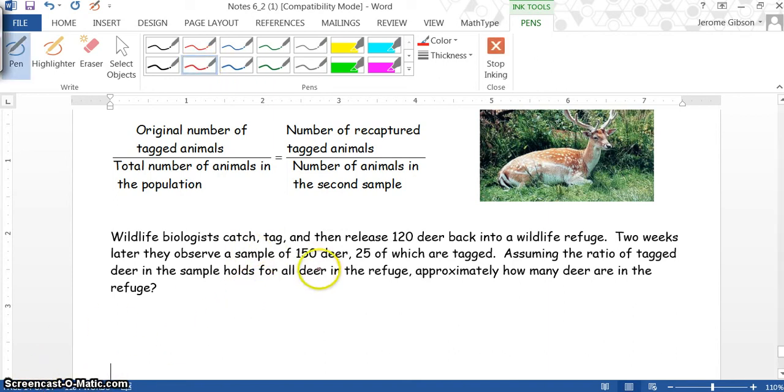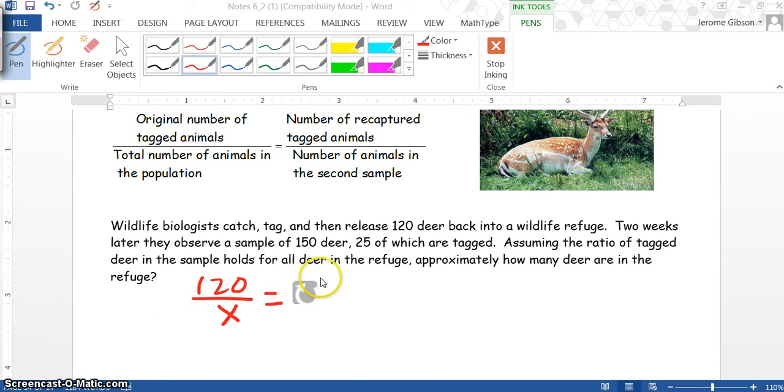Now, we have the original number of tagged animals, which was 120, and we don't know the total population, which would be x. Now, this is equal to 25 tagged animals from the 150 deer that were captured. So we have 120 over x, the original tagged amount over the population that we don't know, equal to 25 over 150, tagged animals over population.